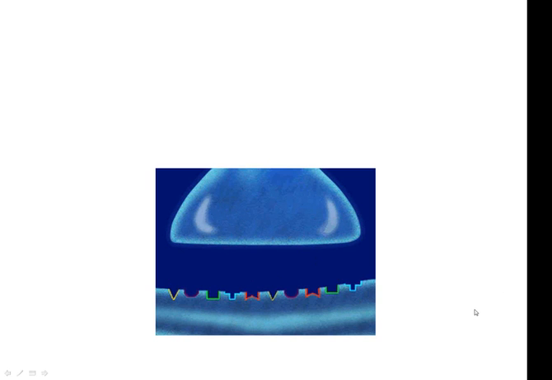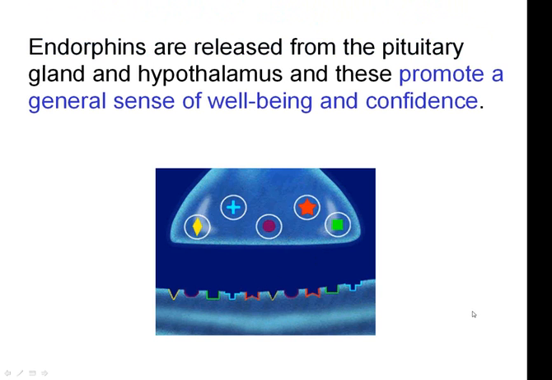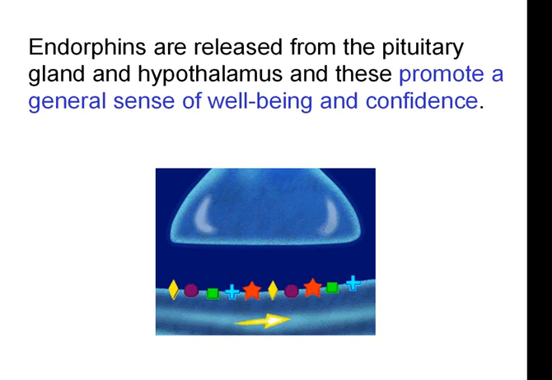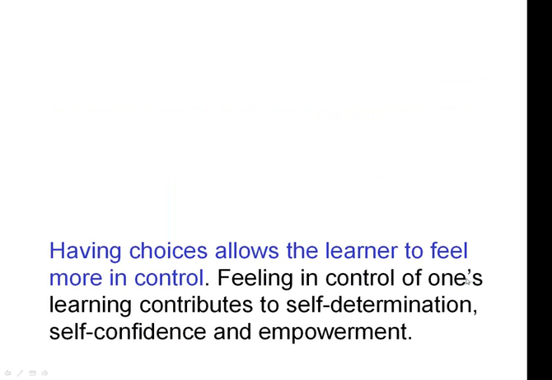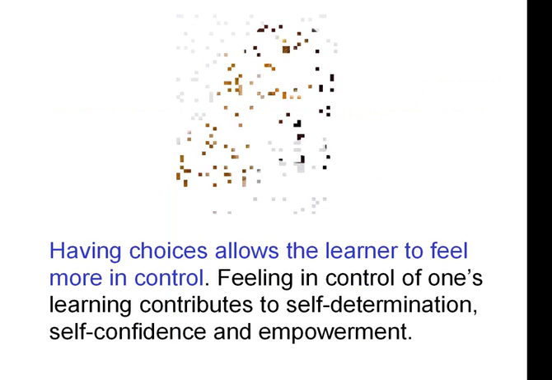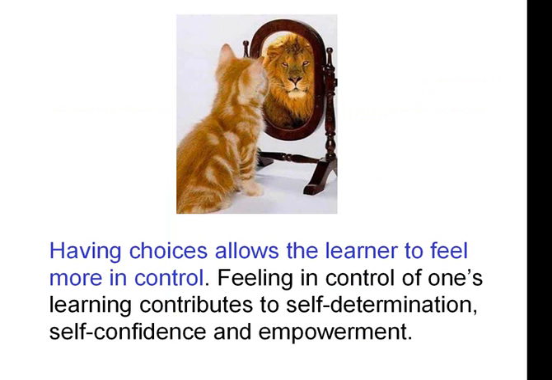And he said, do you know what happens? When you make a decision, when you make a choice, when you're presented with options and you choose positively, then endorphins are released from the pituitary gland and hypothalamus, and these promote a general sense of well-being and confidence. It's all about neurotransmitters. And that means that choices allow learners to feel more in control, and that translates into a feeling of self-confidence and self-determination and empowerment. You see yourself bigger, or positively, you feel good.